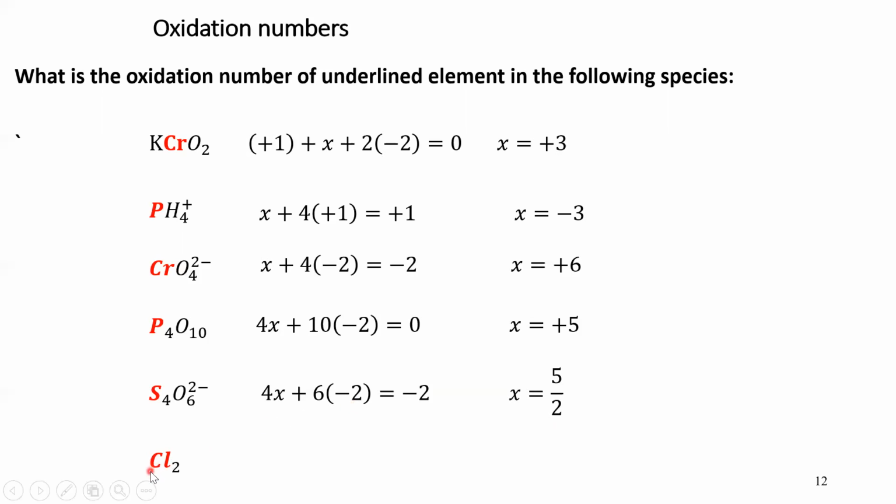Okay, chlorine equals 0. Okay, it's a free element. It's not in a compound with other elements. Oxidation number is 0. Excellent. All right, so that's the first thing we have to be able to do. Now, we're going to start using that.